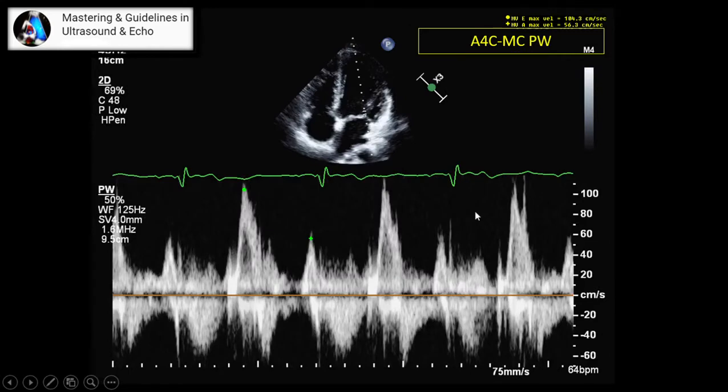Here, after continuous Doppler, we do pulsed Doppler for diastolic dysfunction at the tip of the mitral valve leaflet, and then we measure E and A waves for diastolic dysfunction. And I would like to draw your attention to go check out the diastolic dysfunction lecture that I covered in detail.